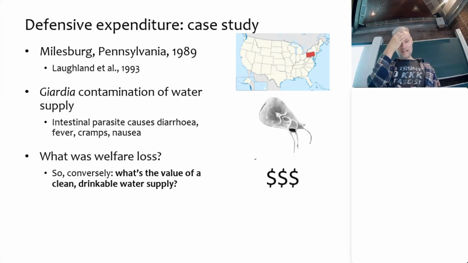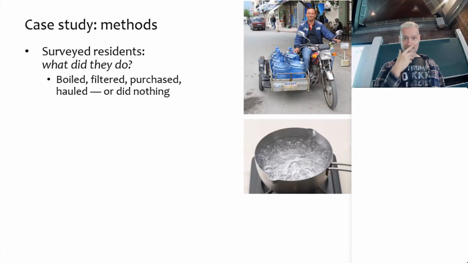So what happens, as so often, was that the water treatment company did mess up, and unfortunately there was giardia in the tap water, right, in Milesburg, Pennsylvania. So you can ask, so what is the welfare implication of this? You can also ask the reverse question, so what did people do to avoid falling ill? What effort did they go through? And they did all sorts of things.